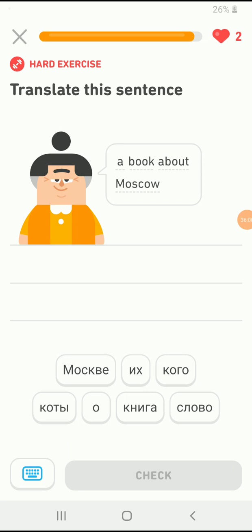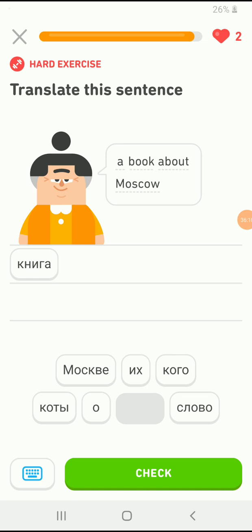And a book about Moscow. Книга о Москве.